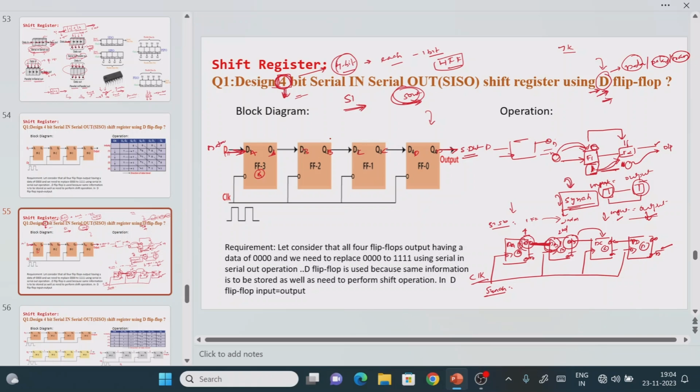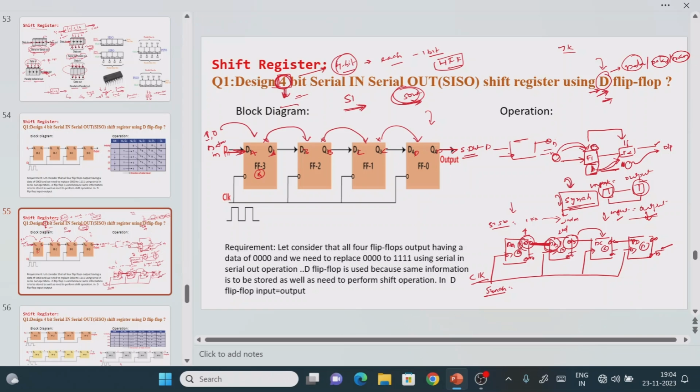Data in means we are giving some external value. After giving an external value, 1 or 0, it will come here. This data will be sent here, then again sent here, and again sent here. That operation we will see, right? At this point you need to understand that for a 4-bit register we require 4 flip-flops. Which flip-flop? D flip-flop. D flip-flop means the input will be equal to the output value.